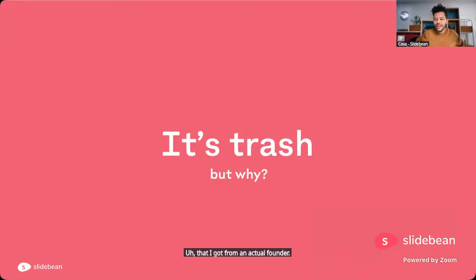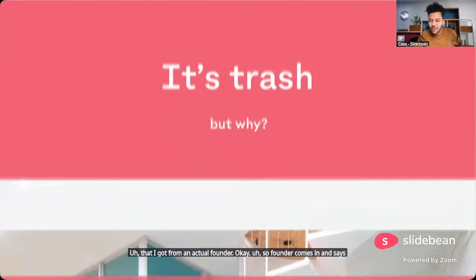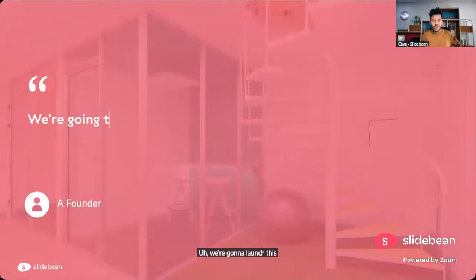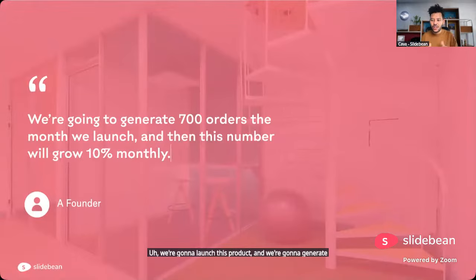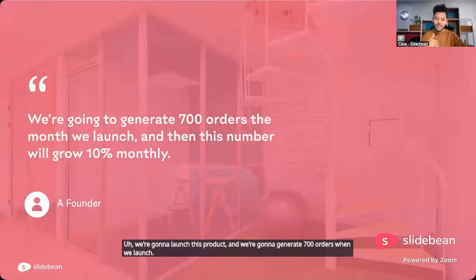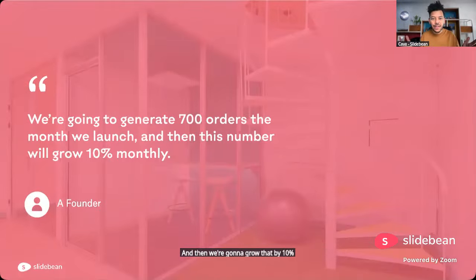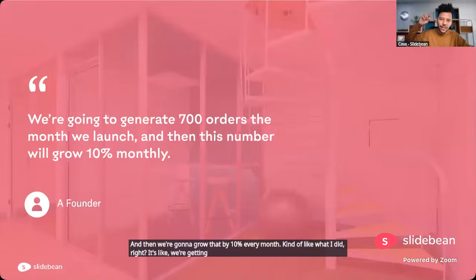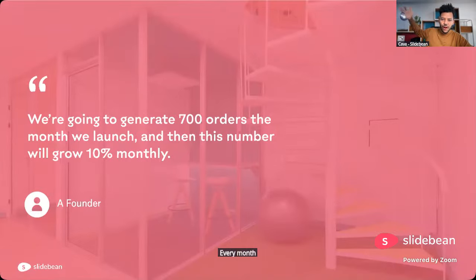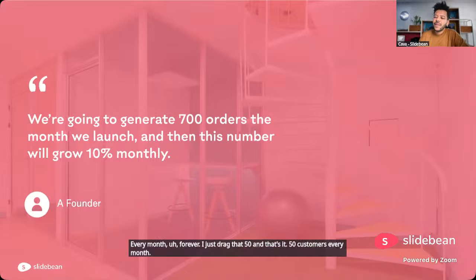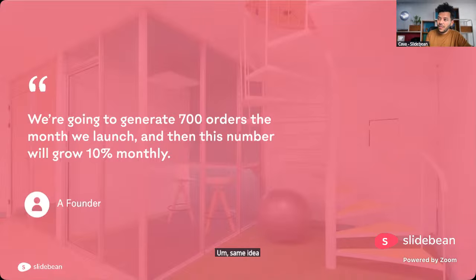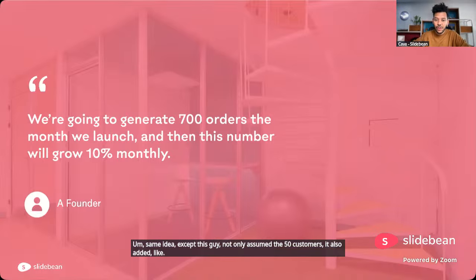Okay. So founder comes in and says, hey, we're going to launch this product, and we're going to generate 700 orders when we launch, and then we're going to grow that by 10% every month. Kind of like what I did, right? It's like, we're getting 50 customers every month forever, right? Just drag that 50 and that's it. 50 customers every month. Same idea, except this guy not only assumed the 50 customers, it also added like a 10% growth on those customers, right?